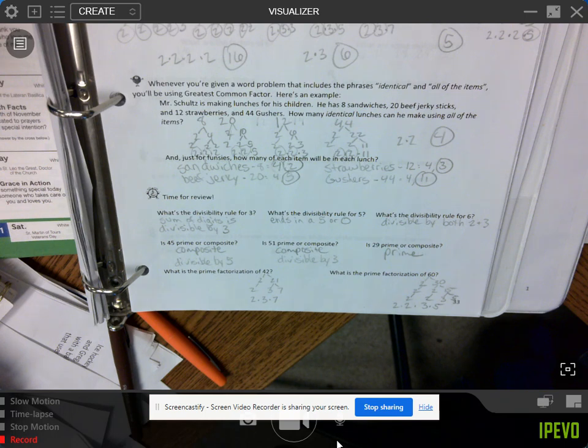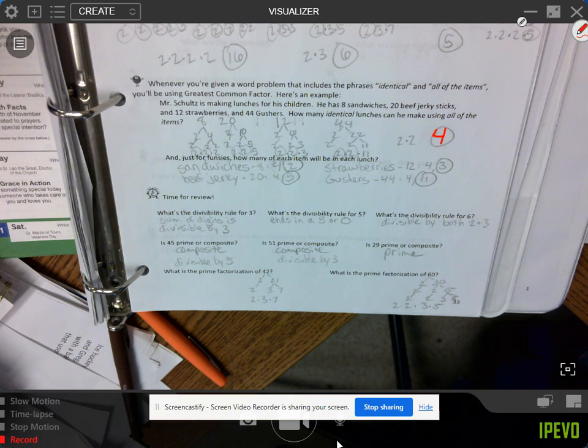So I told us we needed to find that greatest common factor of all 4 numbers, 8, 20, 12, and 44. So it comes down to 2 times 2, those prime factors that they all share. So he can make 4 identical lunches. And just for funsies, how much of each item would he have? So I said your clue was to find the factor buddy.